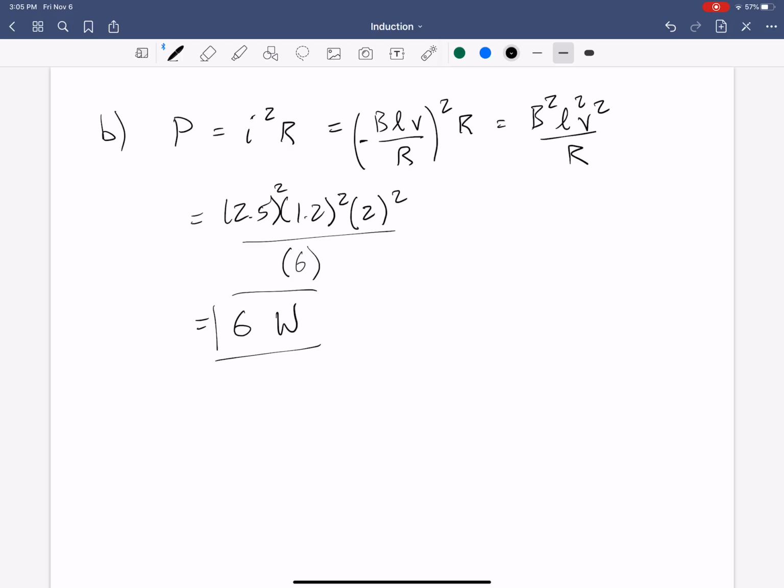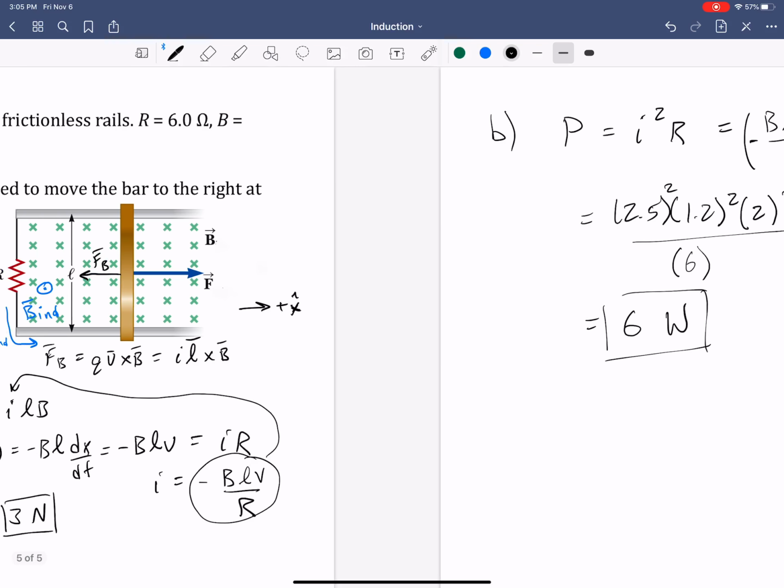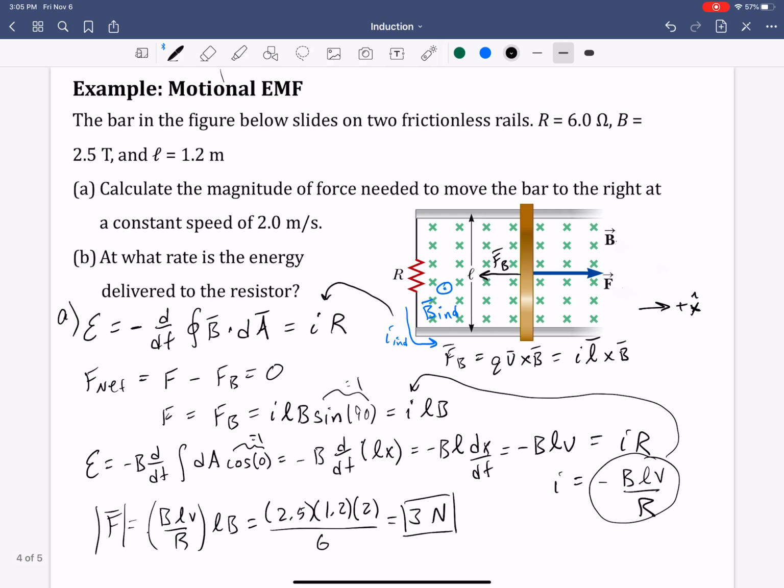That's a unit for power. Okay. This is also the rate at which energy is dissipated to the resistor, which is the same as the heat generated to the environment, right? And that's purely coming from the fact that the magnetic flux is increasing.